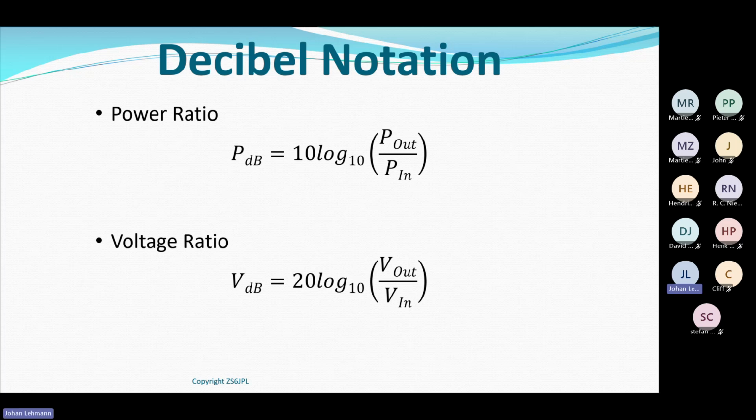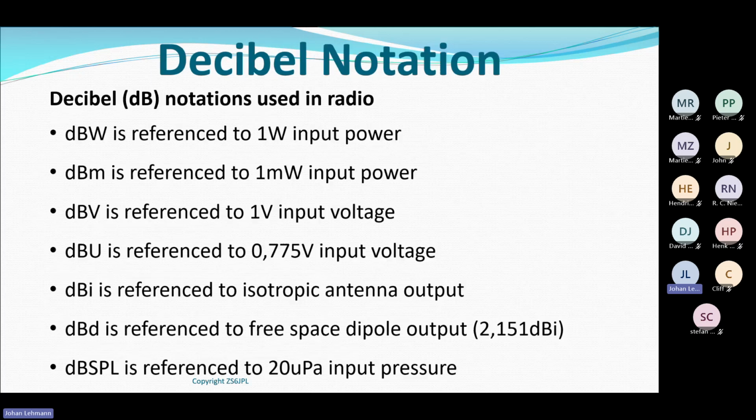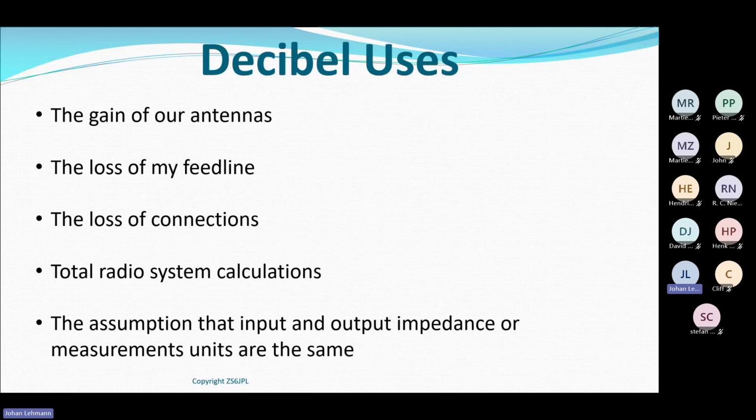Okay, so they may ask you, and I've seen it in some of the previous sample papers, what is the requirement for the ratio? And the answer is going to be the impedance. The assumption is that the input and output impedance or measurement units are the same. So remember that. Okay.